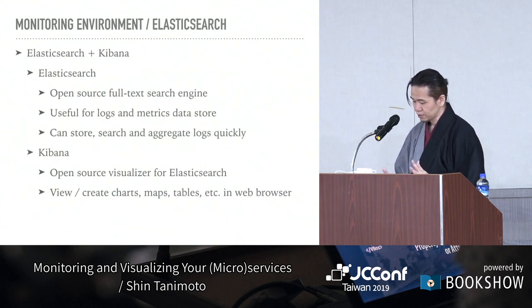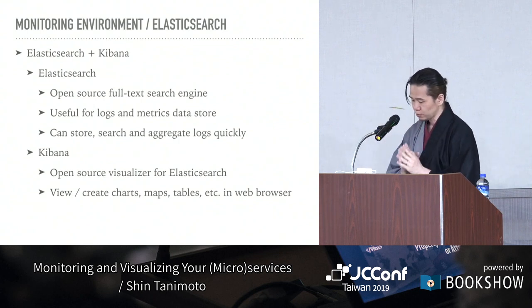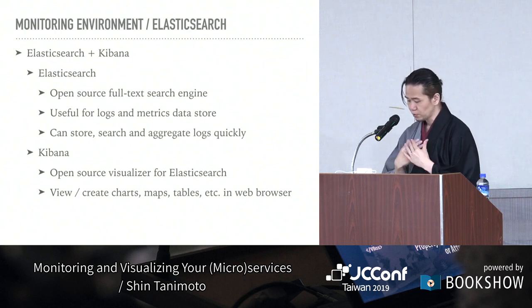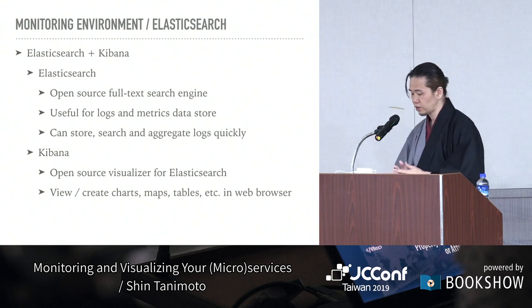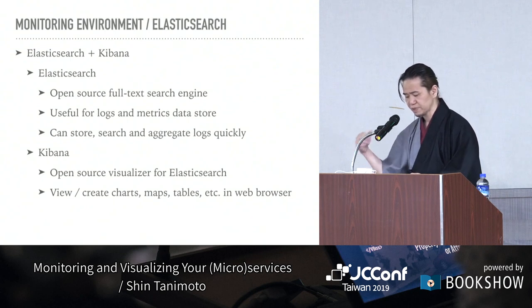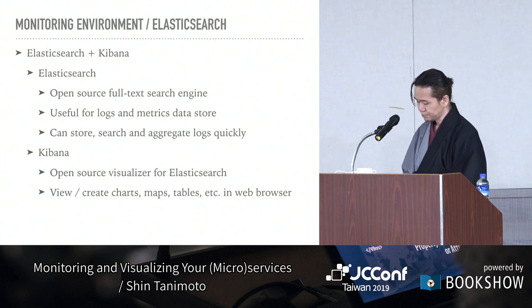So now let's think about the tools. Now I will talk about the tools we should use. There are many options, but I want to focus on Elasticsearch and Kibana for this presentation. Elasticsearch is an open source full-text search engine. It was originally used as a search engine only, but over the last several years, it has been used extensively for logging, metrics, and traces, and visualization in combination with Kibana.